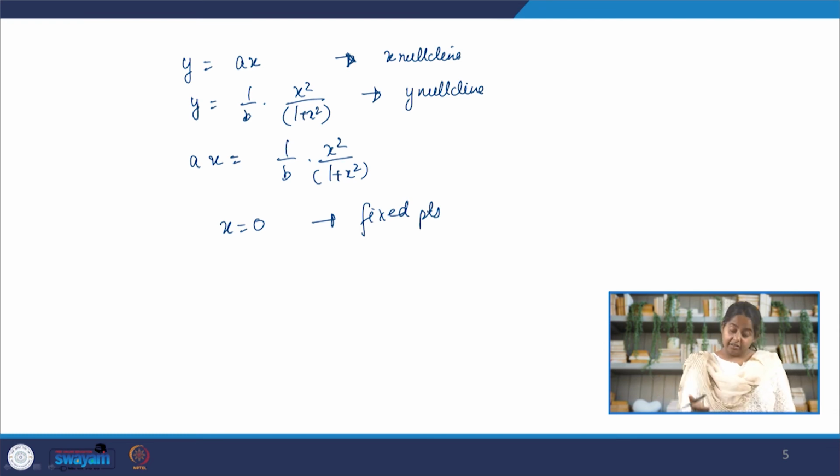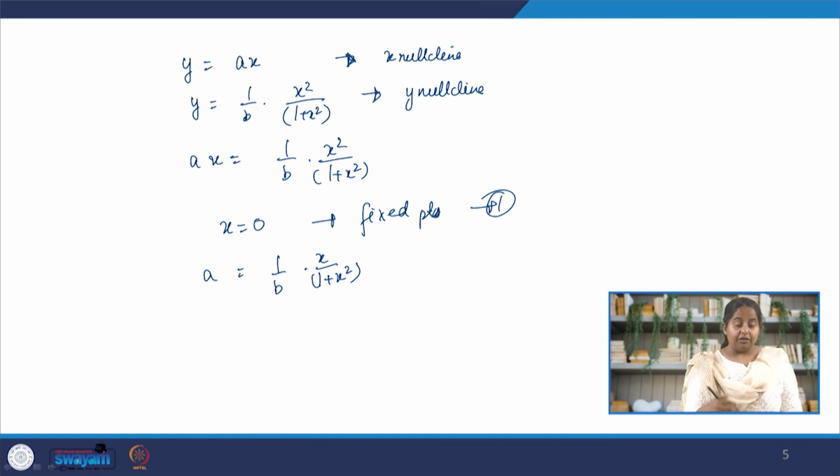Now let's look at the other fixed point. The other fixed point we'll get is a is equal to 1 upon b x square, sorry, by this system, right? We have taken x common and said x is not equal to 0. So this is definitely one of the fixed points. Now we are going to find the other fixed point. So this becomes very simple.